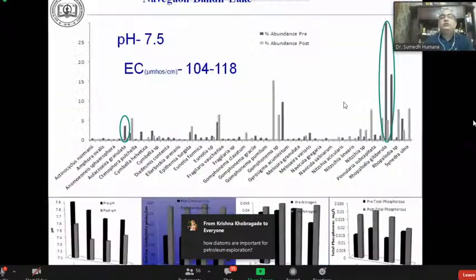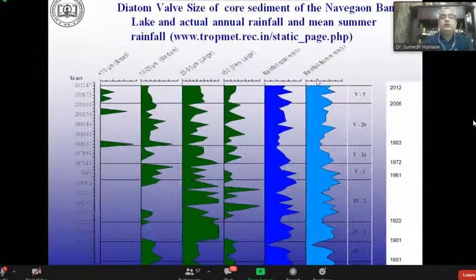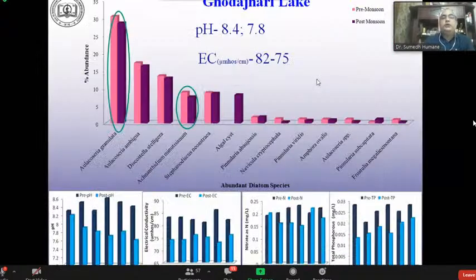Likewise, other lakes. Here also we have tried to understand different regions. Now very soon we are going to produce a database for the central Indian region, on the diatoms and water quality relationship.